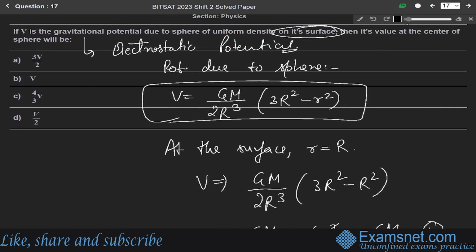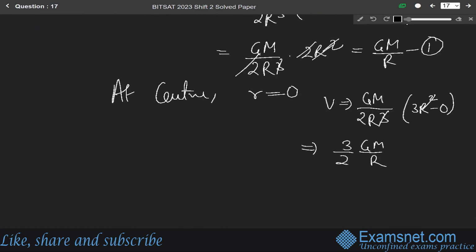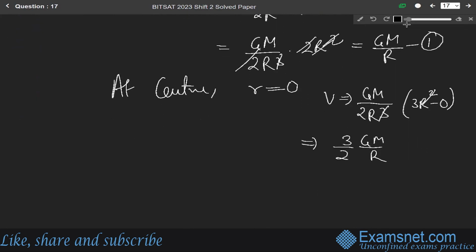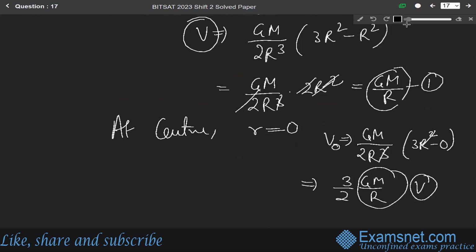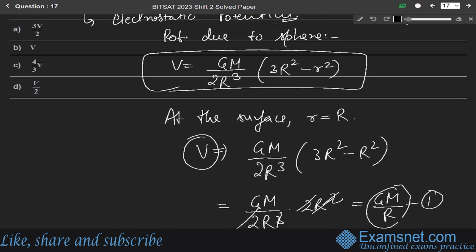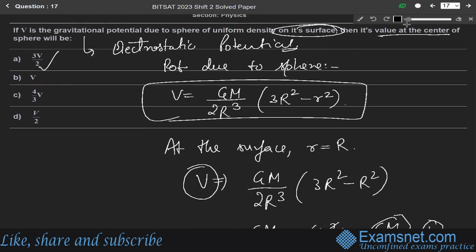So we have to find the value at the center of the sphere. At the center of the sphere, its value is 3 by 2 Gm over R. So this Gm over R is eventually equal to V. Let us say this is V naught at the center. So V naught will be equal to 3 by 2 V. So option A is the correct answer.